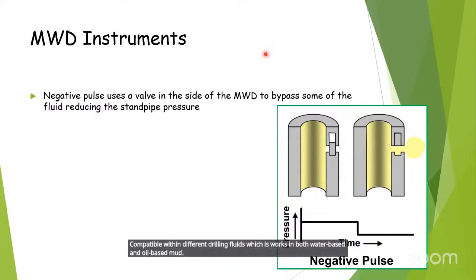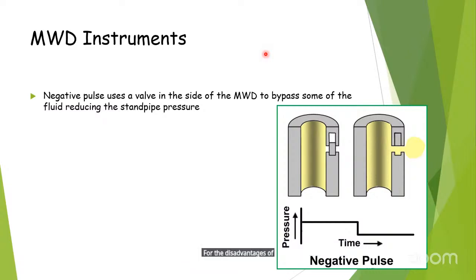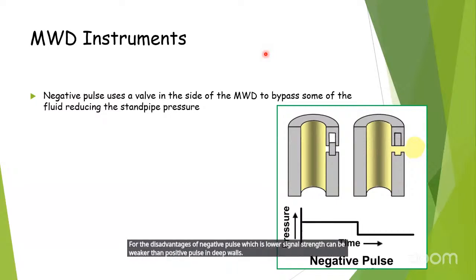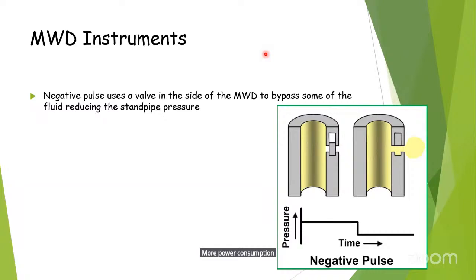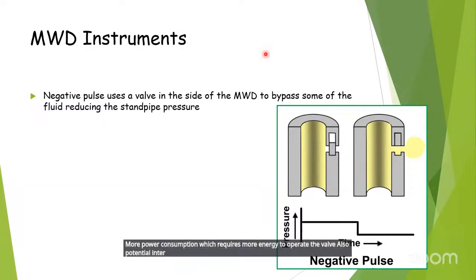For the disadvantages of negative pulse, which is lower signal strength, can be weaker than positive pulse in deep wells, more power consumption, which is requires more energy to operate the valve, also potential interference, which is more susceptible to noise from pump pressure fluctuations.